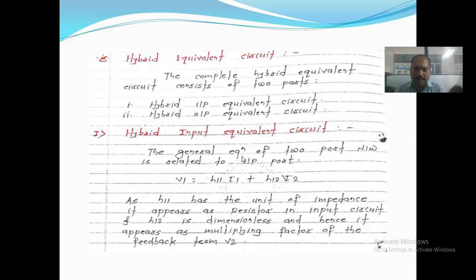We have to implement it with respect to the input, and accordingly we will know whether it is right or wrong. Note that V1 equal to H11 I1 plus H12 V2. When we calculate the value of H11, it is V1 upon I1, and H12, with I1 made 0, is V1 upon V2, right? Now we have to draw this circuit.